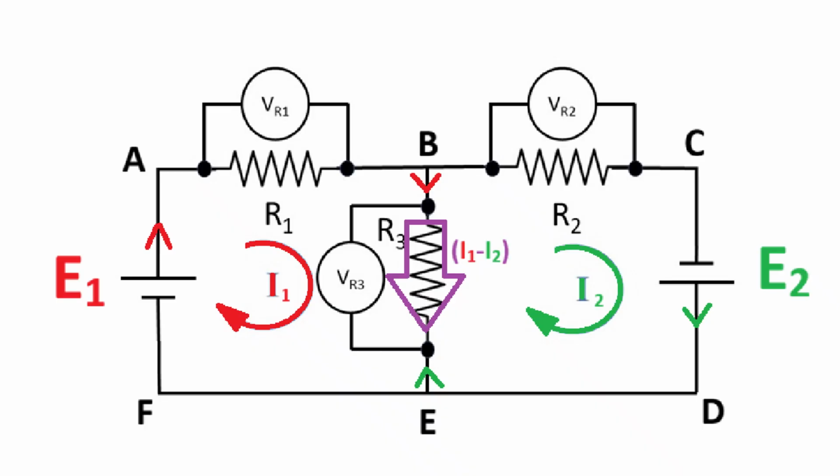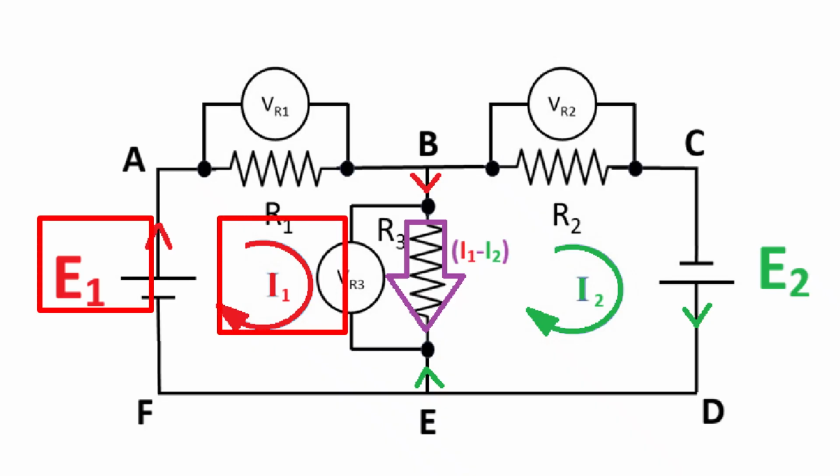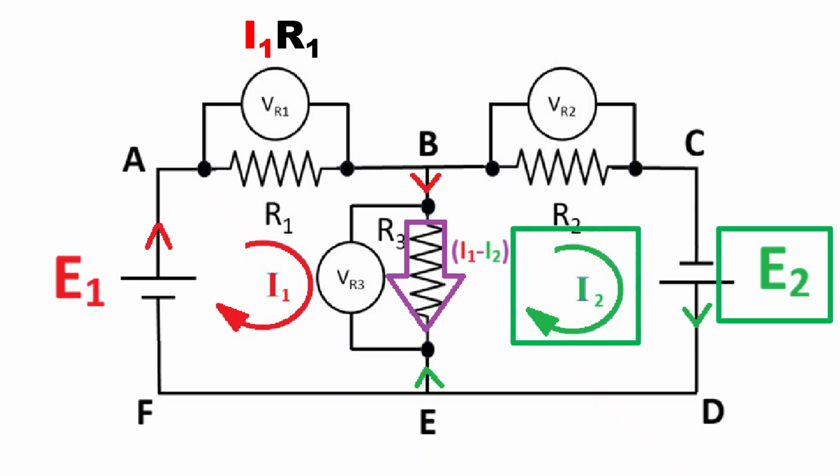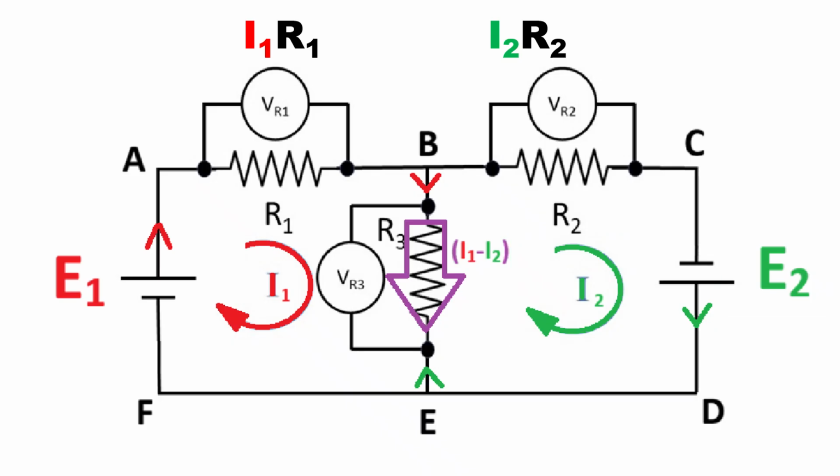In loop 1, due to the cell E1, the current flowing is I1. Because of this, the voltage drop across resistor R1 is VR1, which is equal to I1 multiplied by R1. Similarly, in the second loop B, C, D, E, B, due to the cell E2, the potential drop across the resistor R2 is VR2, which is equal to I2 multiplied by R2.